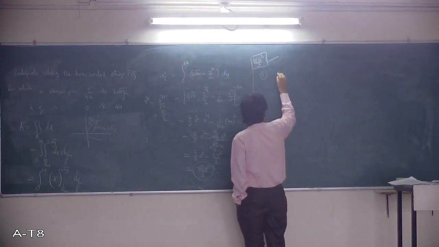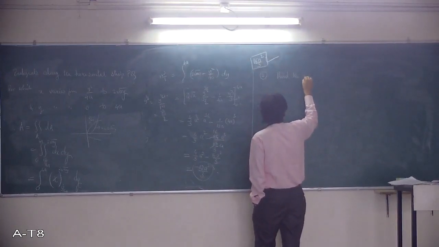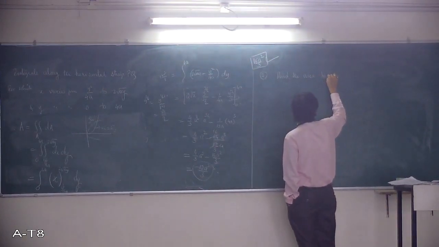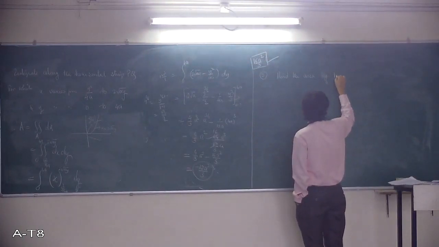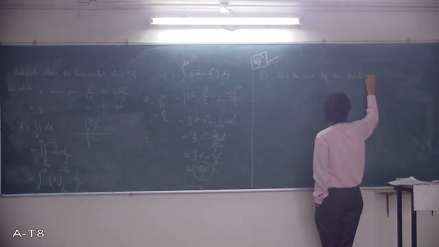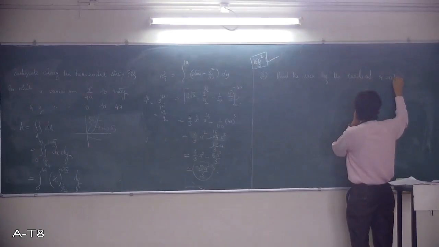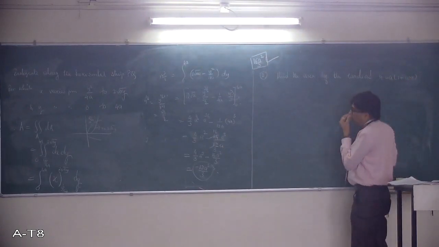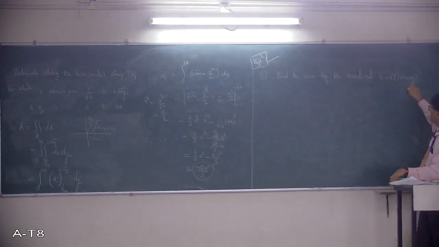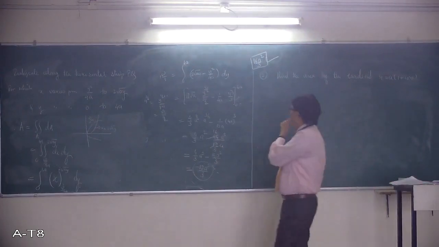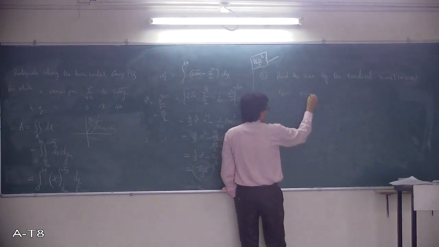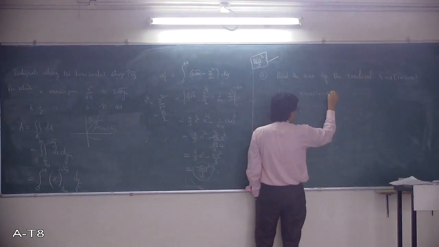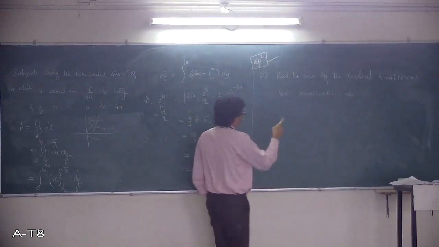That is, find the area of the cardioid r equal to a in bracket 1 plus cos theta. There are 4 cardioids in the polar fashion: 1 minus cos theta, 1 plus cos theta, 1 plus or minus sin theta. So out of the 4, anything you can take, the process remains as it is. The only difference is the limits, or it may be the figure. So now that is the given curve I have taken.